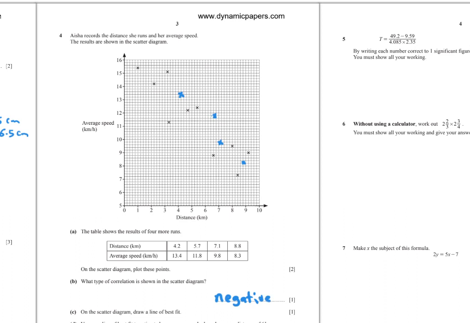Now C, on the scatter diagram, draw a line of best fit. The line of best fit is the line in between. We can draw it such that the number of points above the line is approximately the same as the number of points below the line. This is the line of best fit.